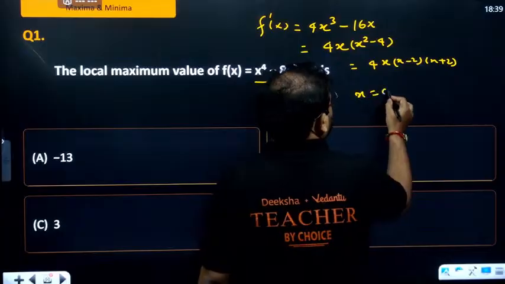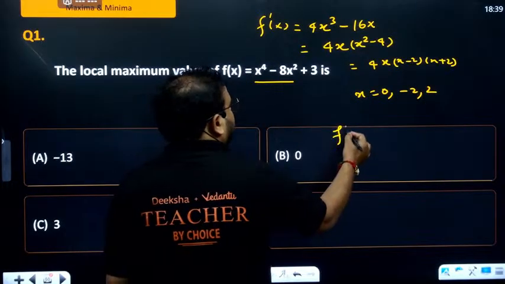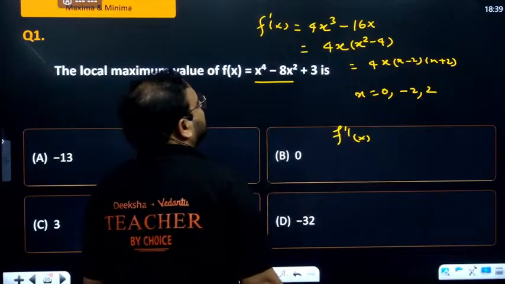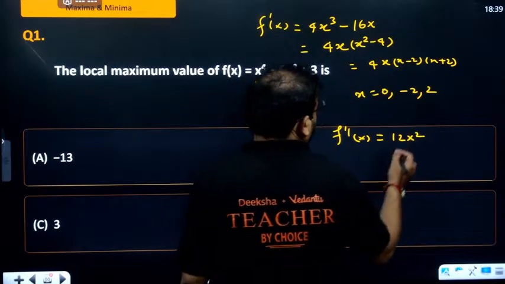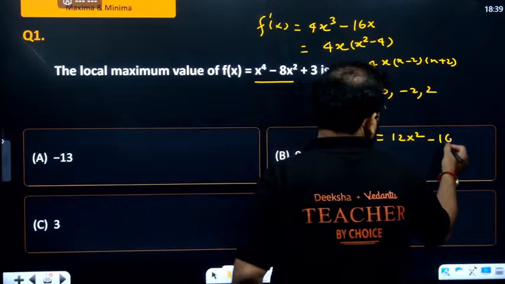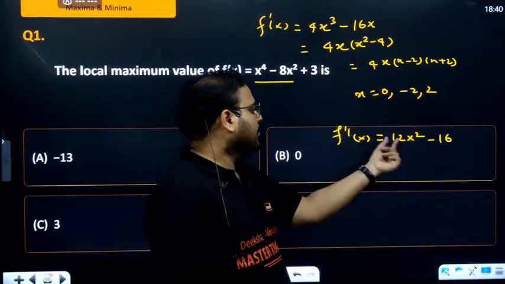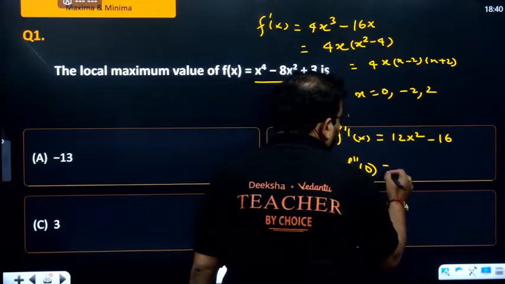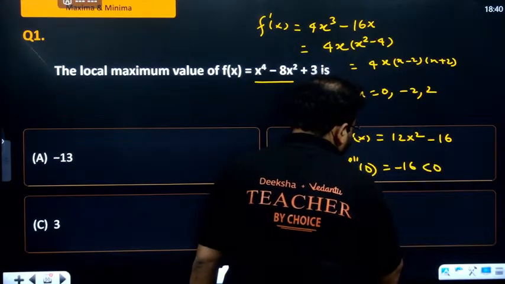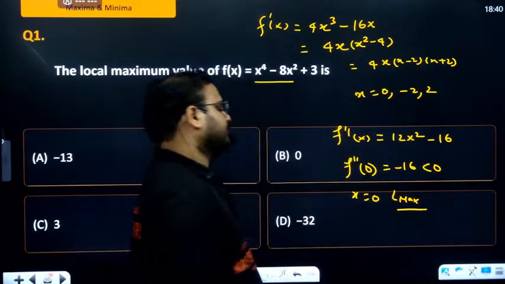Critical points are 0, minus 2, and 2. What we're going to do? Find the second derivative now. Differentiate this part again. We'll have 12x square minus 16. Check at 0. You'll have this as minus 16. f double dash of 0 is minus 16, which is negative. So x equals 0 is a local maximum point.